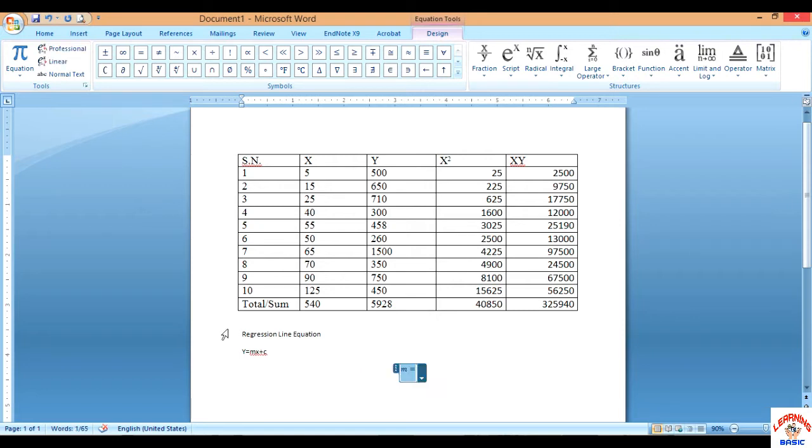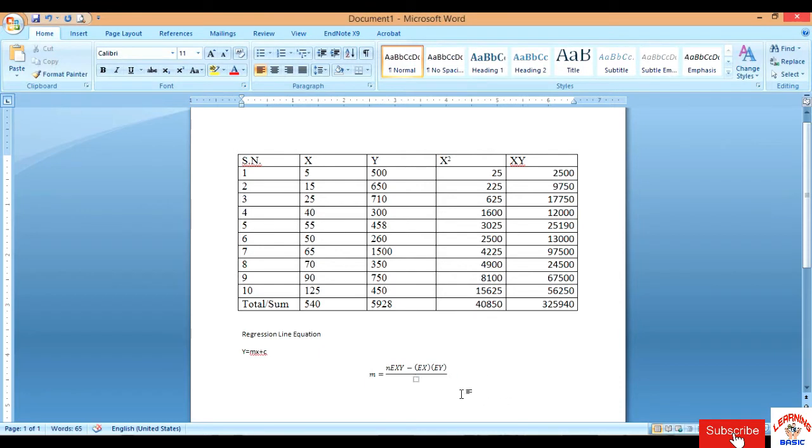M is calculated by the formula m equals n summation xy minus summation x into summation y, divided by n summation x square minus summation x whole square.